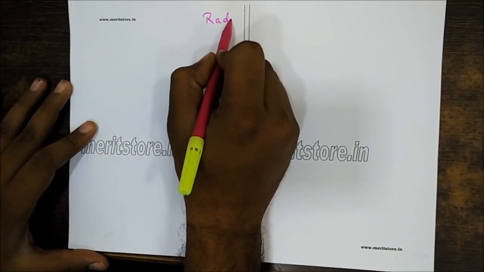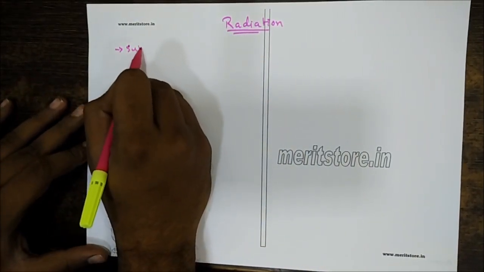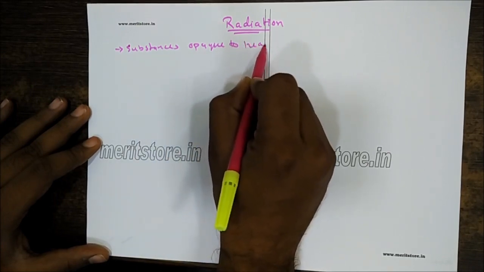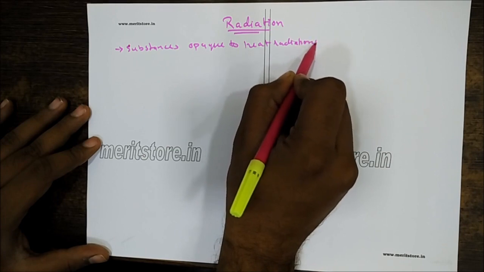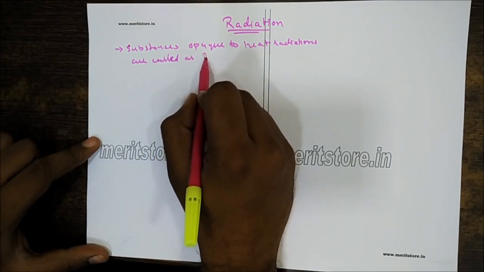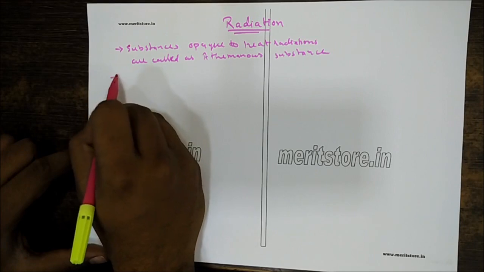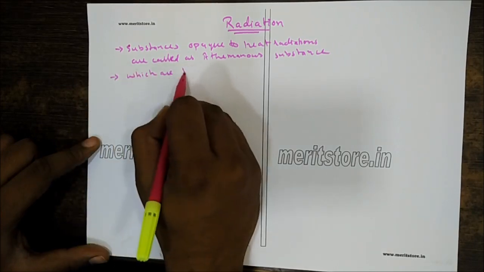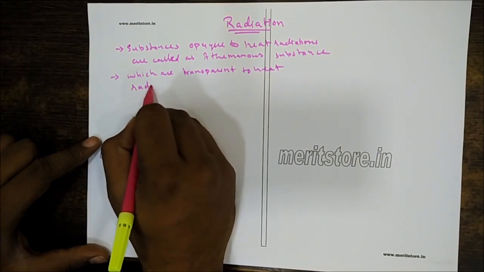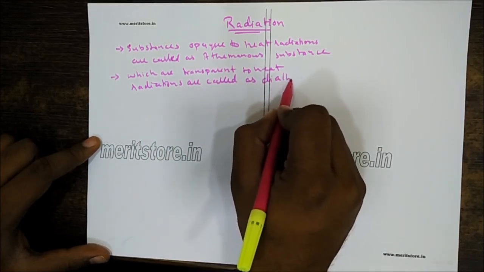Next chapter is radiation. Substances opaque to heat radiations are called athermanous substances, while those transparent to heat radiations are called diathermanous.